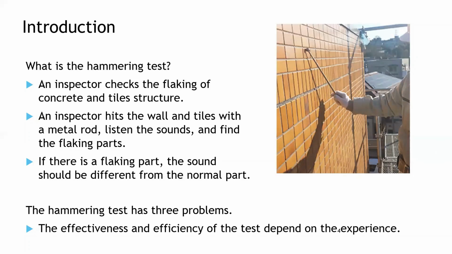What is the hammering test? An inspector checks the flaking of the concrete and tile structure. An inspector hits the wall and tile with a metal rod, listens to the sounds, and finds the flaking parts. If there is a flaking part, the sound should be different from the normal parts. However, the hammering test has a problem.